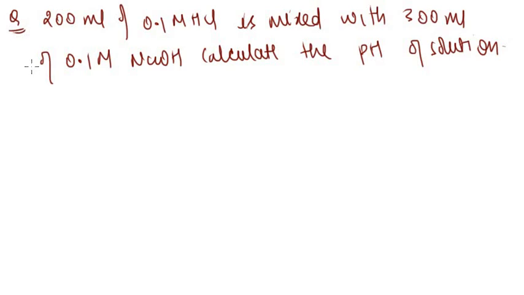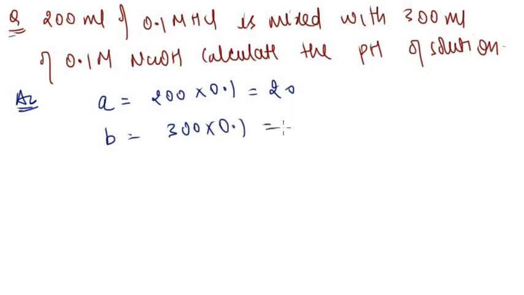So let's talk about a question. In that question, it is given 200 ml of 0.1 molar HCl is mixed with 300 ml of 0.1 molar NaOH. Calculate the pH of the solution. In order to calculate the pH of the solution, let's talk about the millimoles of H positive. So let's write down what A and B are. A is 200 into 0.1, so it is 20, and B is 300 into 0.1, so it is 30. Since the B value is more, the solution will be basic in nature, so we have to calculate the concentration of OH minus.